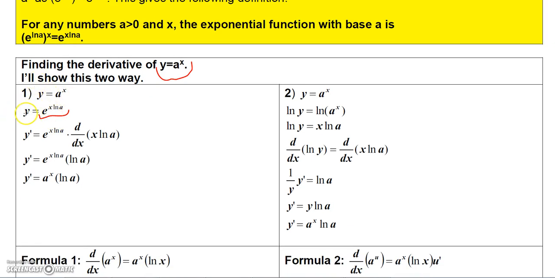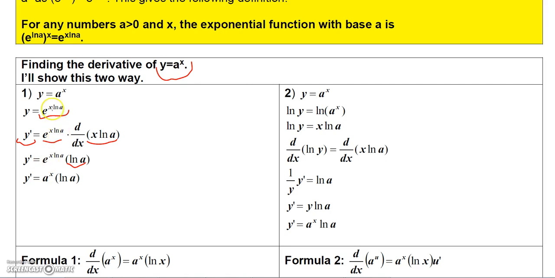Now, if you take the derivative of both sides here, then y prime would equal, remember, now that I have this in the form of e to the u, the derivative of e to the u is just e to the u, which would be e to the x times natural log of a, and then times the derivative of u, which is the derivative of x times natural log of a. Now, since natural log of a is just a constant, you're really just taking the derivative of a constant times x. And when you take the derivative of a constant times x, you just get the constant. So we get e to the x times natural log of a times natural log of a.